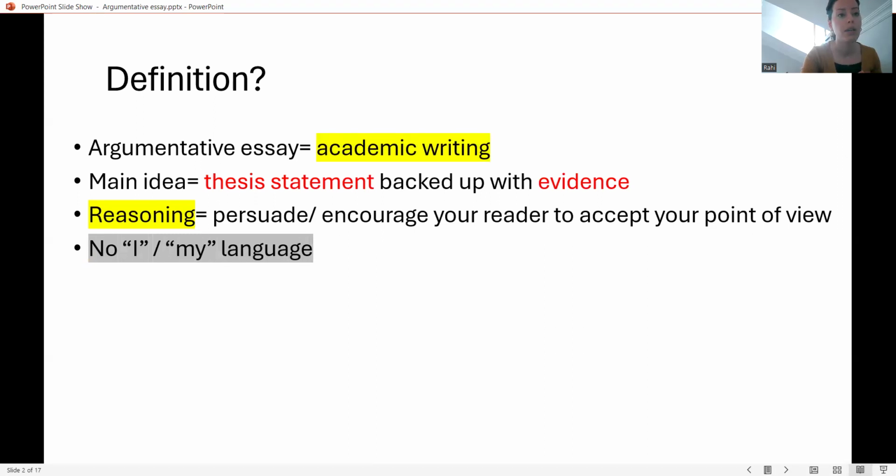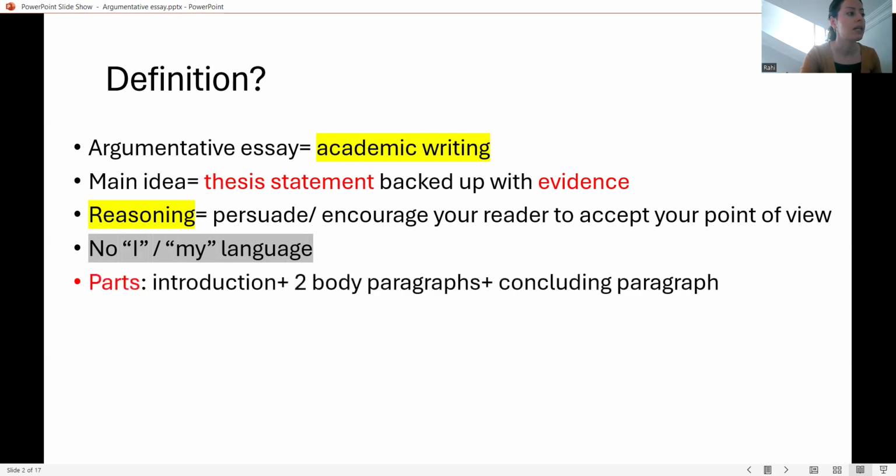There is no "I" or "my" language because it is academic writing, so it's better that you use passive voice instead. And there are three main parts in this type of writing: introduction, body paragraphs, and conclusion. Normally we have three body paragraphs, but in this university, Acıbadem University, specifically, we use two body paragraphs and a concluding paragraph.